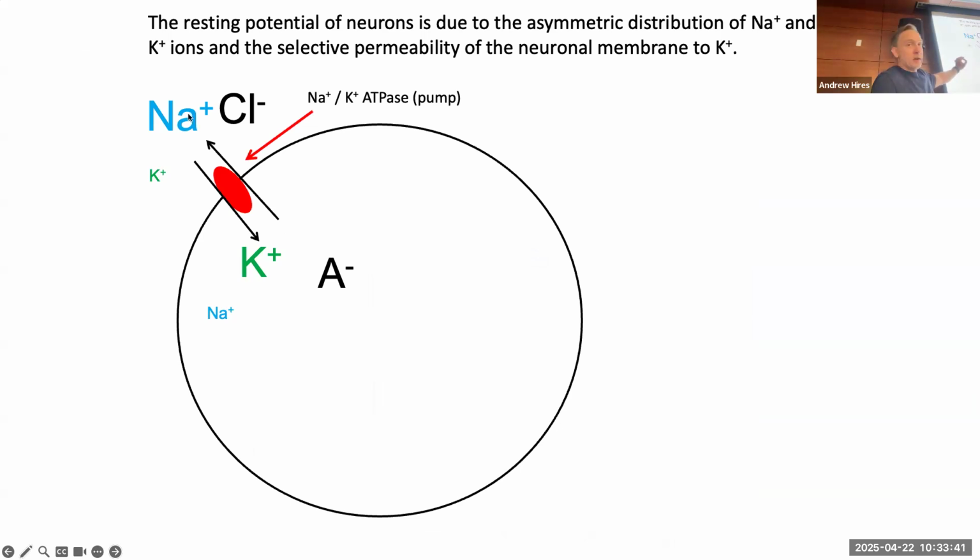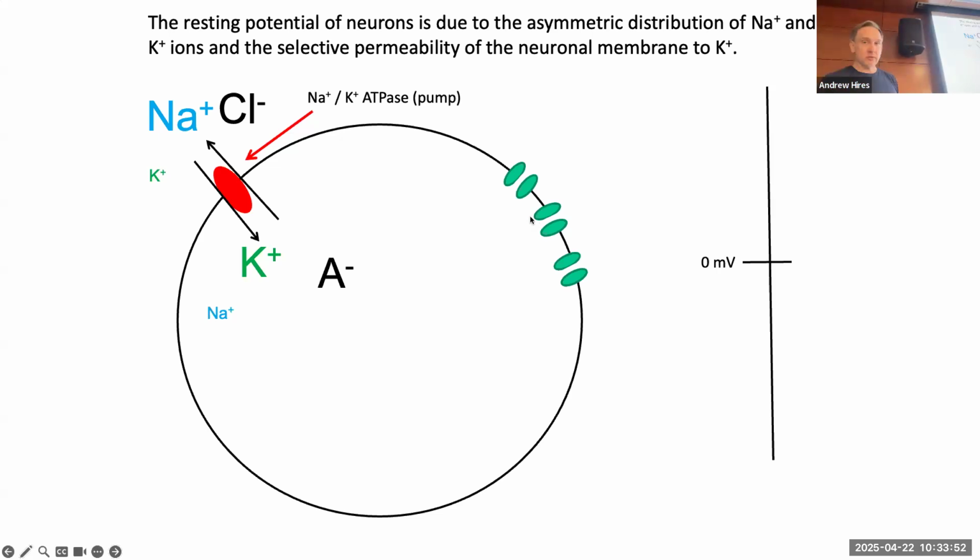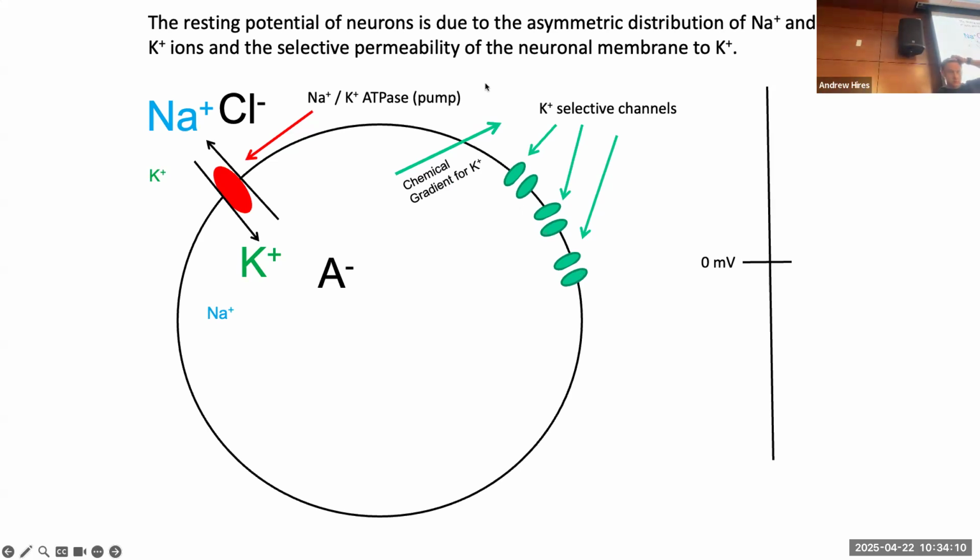Okay. Now, what we need to do is we need to have potassium channels in the cell membrane. And what will that then do to the membrane potential? Okay. So if we have a bunch of potassium selective channels inside this membrane, we have a lot of potassium on the inside and not much potassium on the outside. What will want to happen? There's a chemical gradient here. Potassium wants to leave the cell down its chemical gradient because it wants to equilibrate the relative concentration of that single ionic species inside and outside the cell. Okay, so that chemical gradient is pushing potassium ions out of the cell.